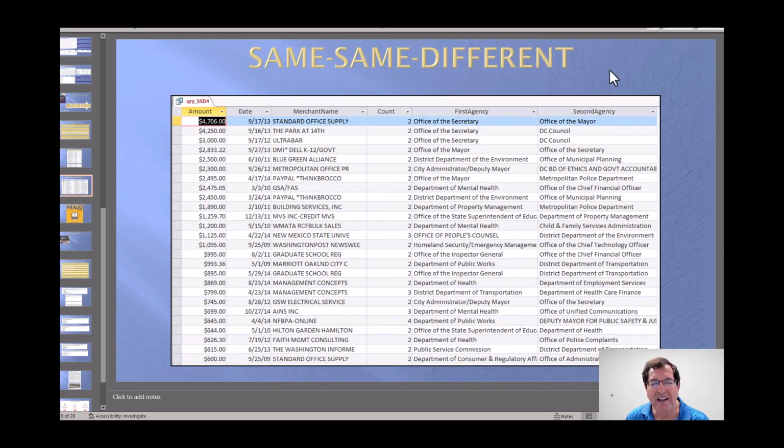Now we have odd things here with same, different. And the test I like to do on accounts payable data is same date, same invoice number, same amount, different vendors. Same date, same invoice number, same amount, different vendors. And this comes about when we pay the wrong vendor first, then the right vendor calls up and says, why haven't I been paid?